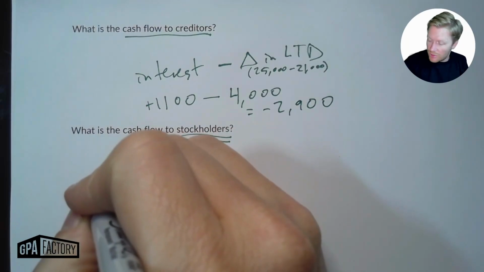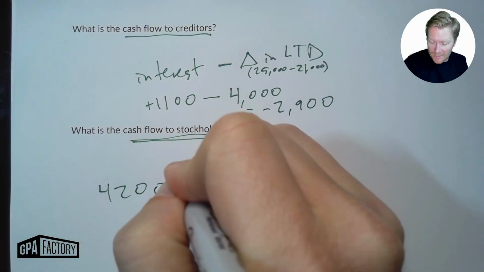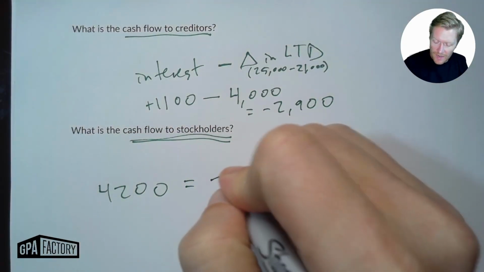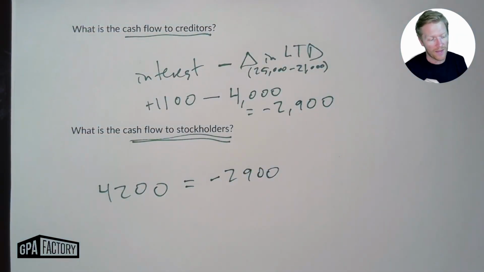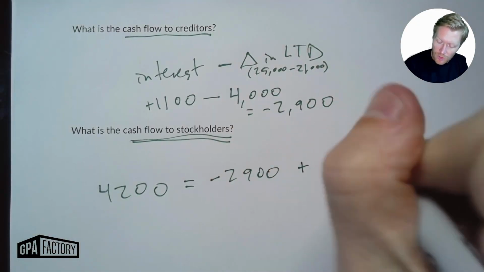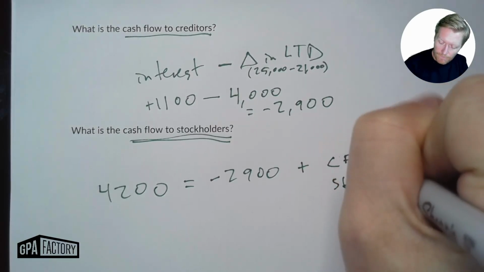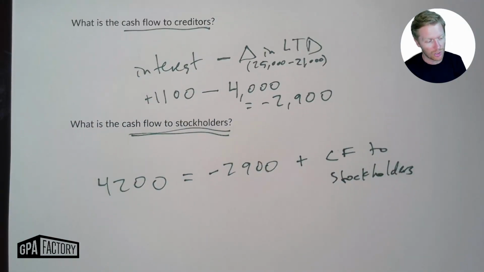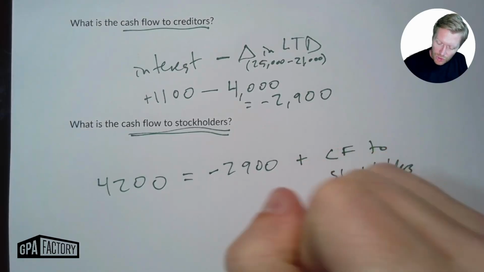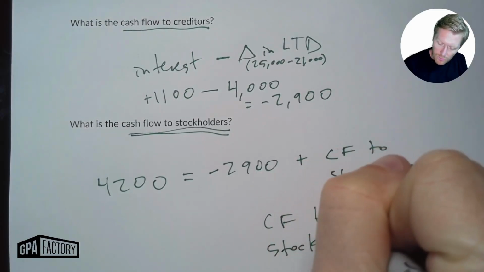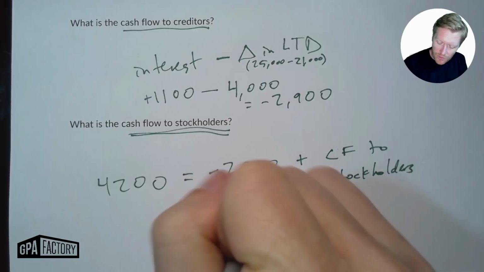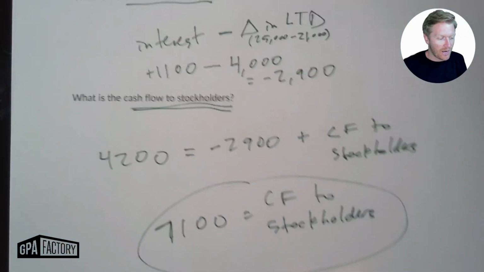Okay, now cash flow to stockholders. We know that the overall cash flow generated from assets is 4,200. We've got negative 2,900 is cash flow that is going to creditors plus cash flow to stockholders. So we can just add 2,900 to each side. So we add 2,900, 4,200 plus 2,900 equals 7,100. So cash flow to stockholders equals 7,100.